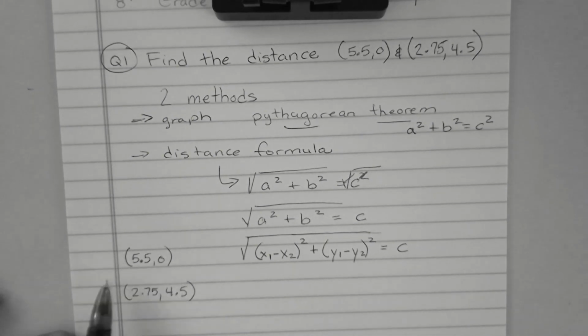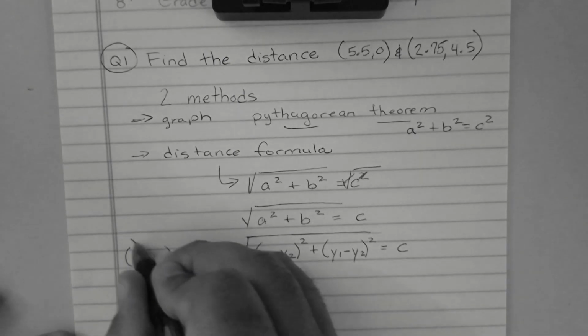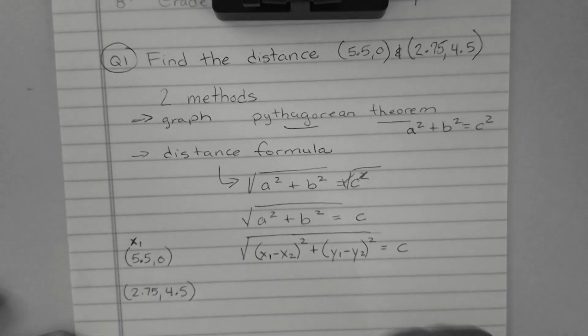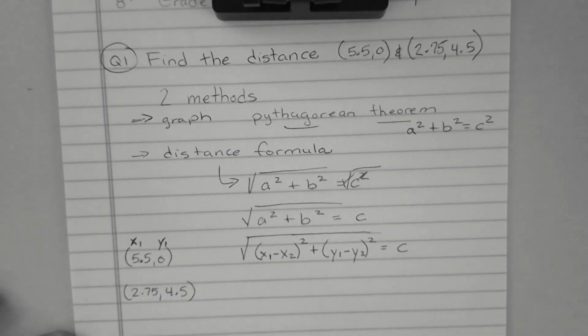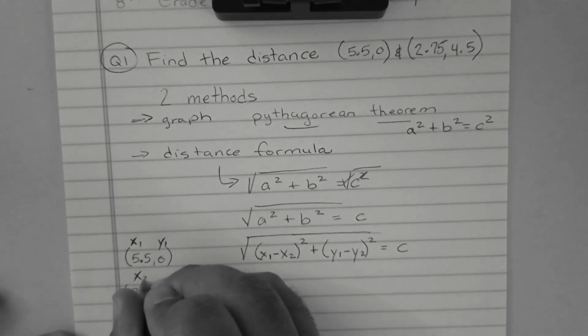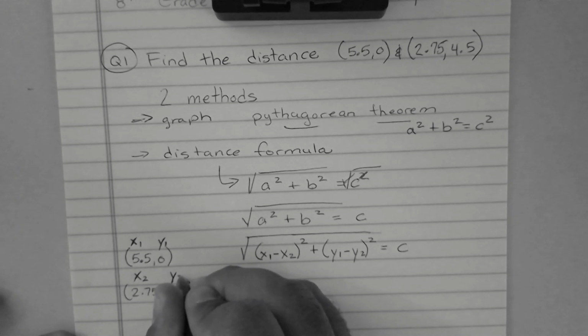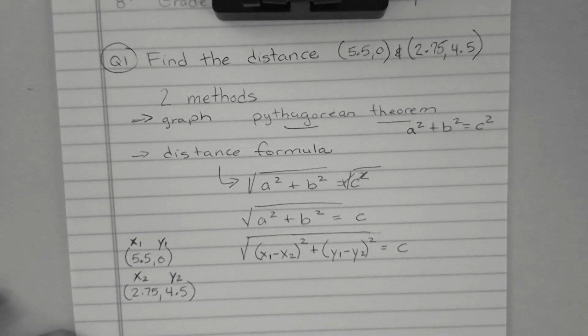The very first thing we want to do is label it. Which one is going to be x1 and x2? I could put this one as x1. If I put this one as x1, this one has to be y1. So I'll put it as x1, and this will be y1. Then this one has to be what? Very good. x2, and this one has to be y2. That's the very first thing you should do.